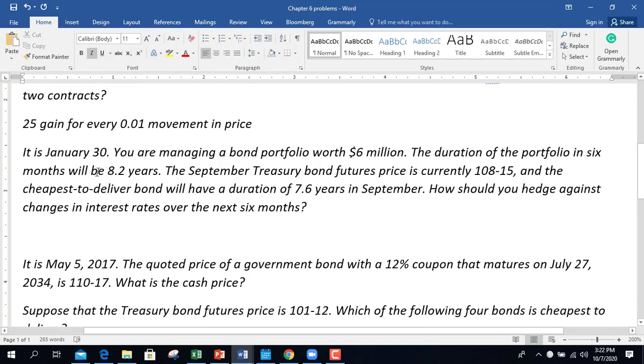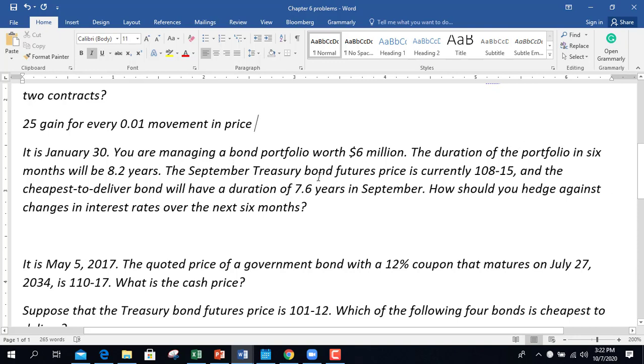Next, on January 30, you are managing a bond portfolio worth $6 million. The duration of the portfolio for 6 months is 8.2 years. September's treasury futures are trading at 108-15, and the cheapest to deliver bond has a duration of 7.6 years in September. How should you hedge against the interest rate? So you're managing a portfolio, and how would you hedge?